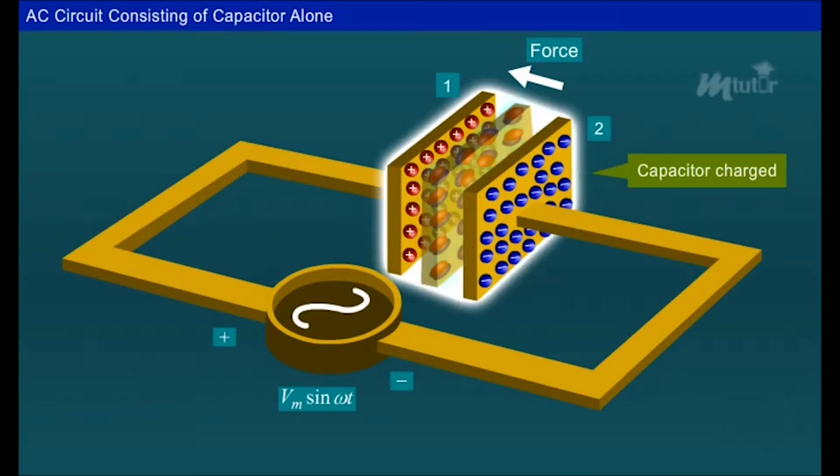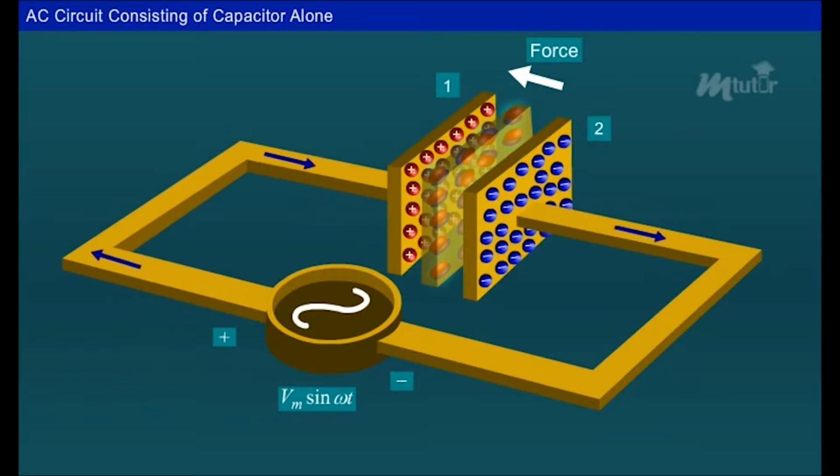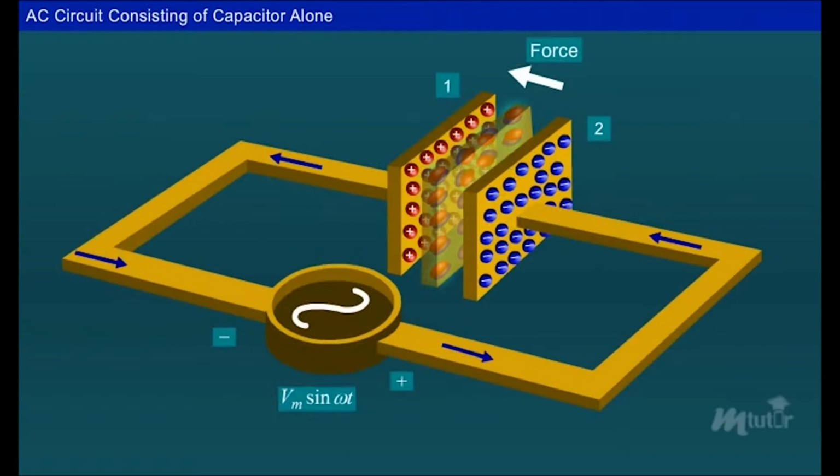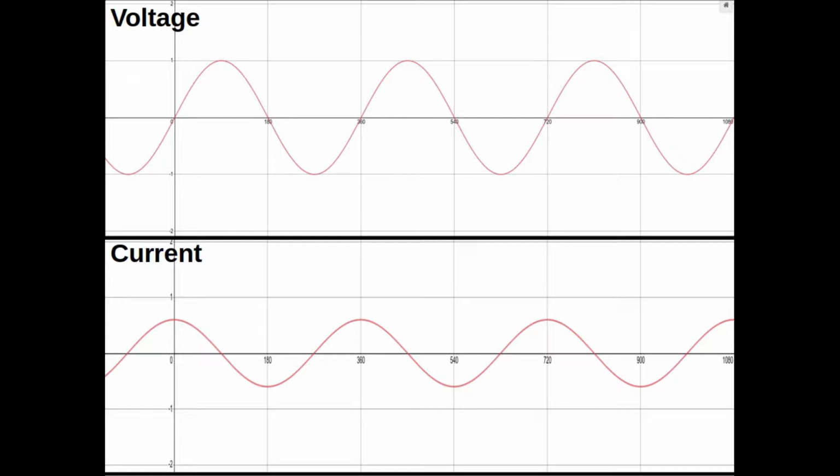And that's not all. When the generator voltage starts dropping, the capacitor starts discharging. As the capacitor discharges, the current reverses direction. In fact, the current keeps moving in the opposite direction until the other plate of the capacitor is completely charged, and then the cycle starts all over again. Over several cycles, we can see that when the current is at its peak, the voltage is zero. We say the current and voltage are 90 degrees out of phase.